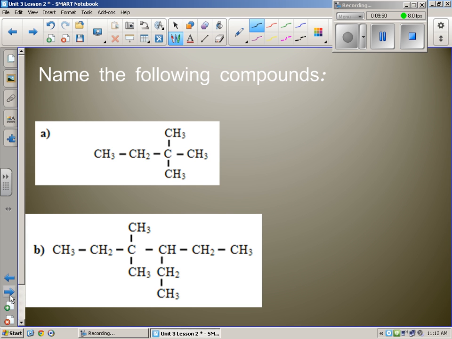I'll show you some examples. Here we go. Name the following compounds. Let's do that. It looks like fun.